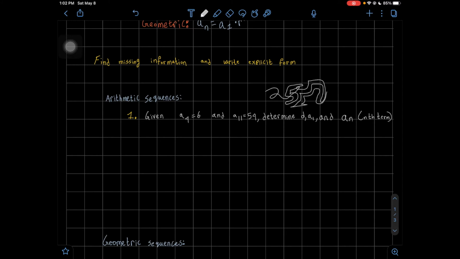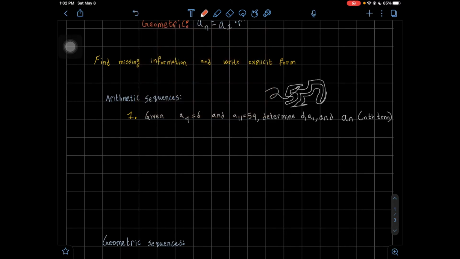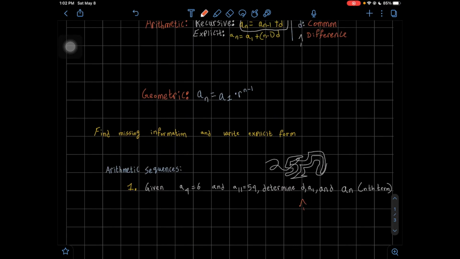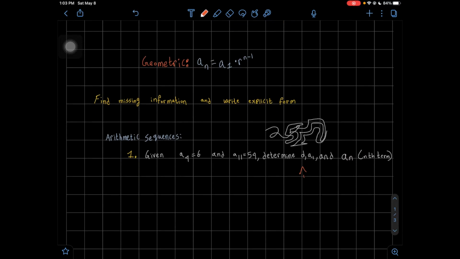Now let's go ahead and do this problem. We have a of 4 equals 6 and a of 11 equals 54. So if we need to solve for d, when you want to solve for d, you're going to use your terms, which are 54 and 6. You're going to subtract 54 minus 6 over your subscripts, 11 minus 4.